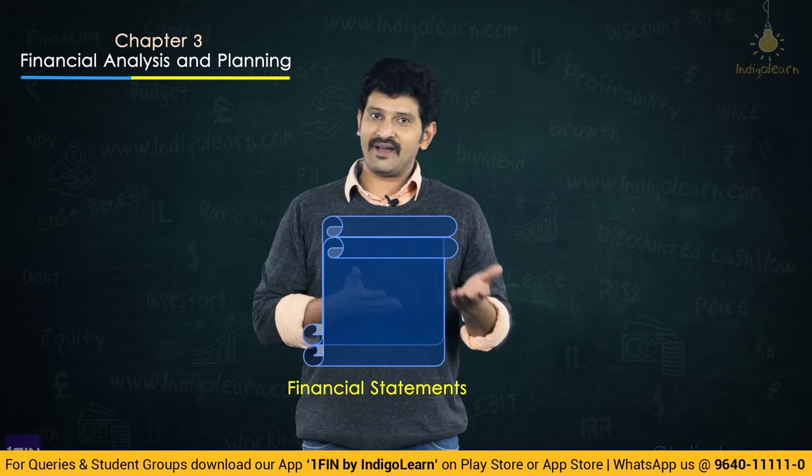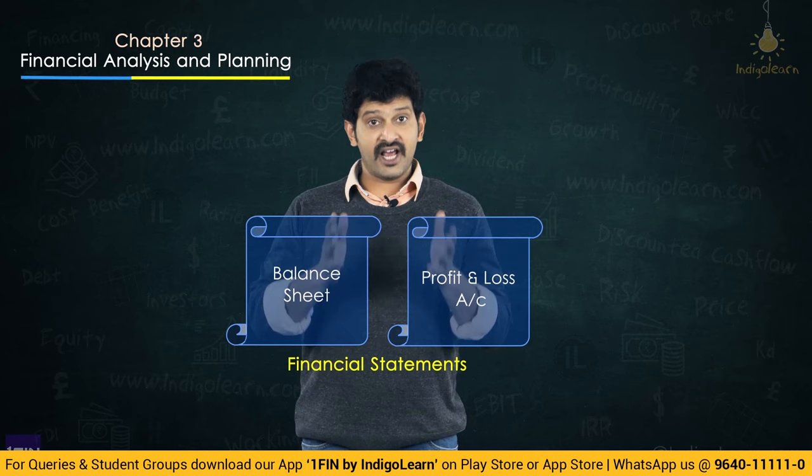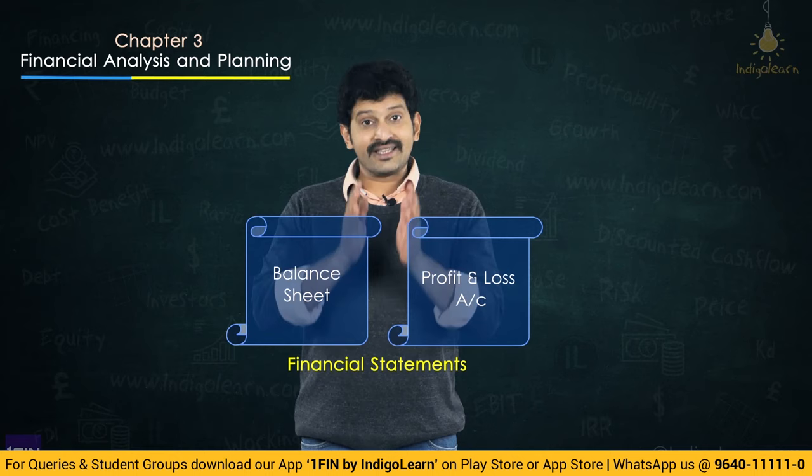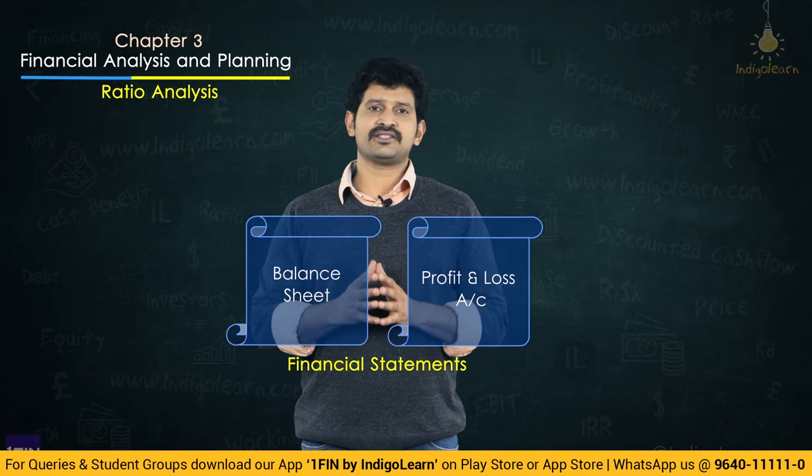Our P&L account states the net results of all the operations or activities of the company for a particular year, whereas the balance sheet talks about the financial position as on a particular date. Now, financial analysis is analysis of these two components, that is the balance sheet and profit and loss account. In this financial analysis and planning, the most popular technique is ratio analysis. What is ratio analysis? Again, the name game, analysis of ratios.